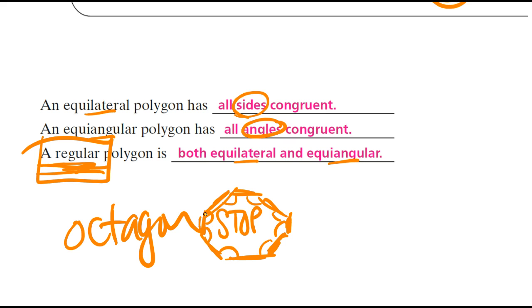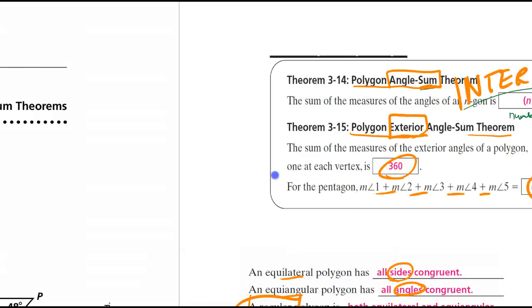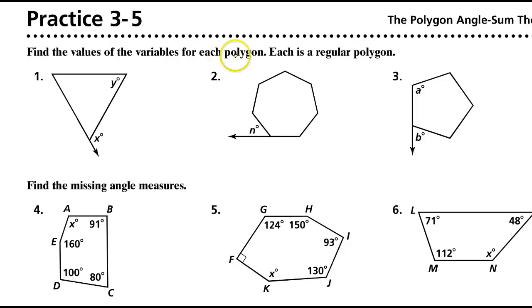So now let's practice with regular polygons and figuring out some of these angles using our interior angle sum theorem and our exterior angle sum theorem. Behold the practice. Number 1, each of these is a regular polygon. So I have a regular triangle here for number 1, which means that every one of these sides is congruent to every other side, and more importantly for our purposes today, every angle on the inside is congruent to every other angle on the inside of the triangle. So how can we use this information to figure out what the y is and what the x is?